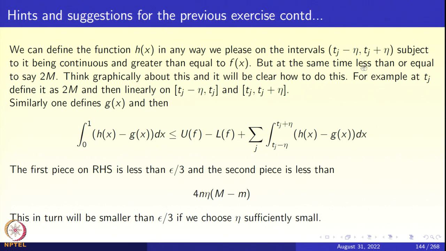Okay, so let's do the following. Let us take the interface point tj and declare the value of the function to be 2m at this interface point tj. Then we have to define it on the pieces tj minus eta to tj and tj to tj plus eta. Simply join them by line segments, and you will be through.